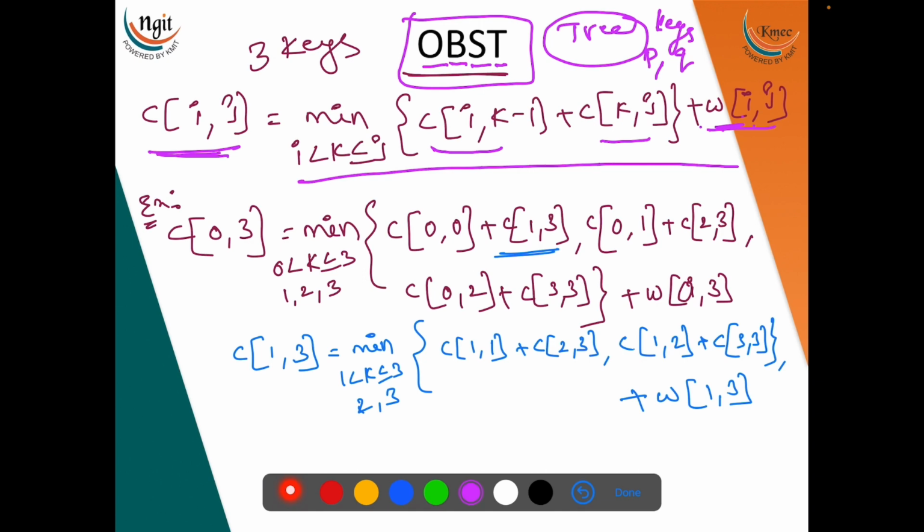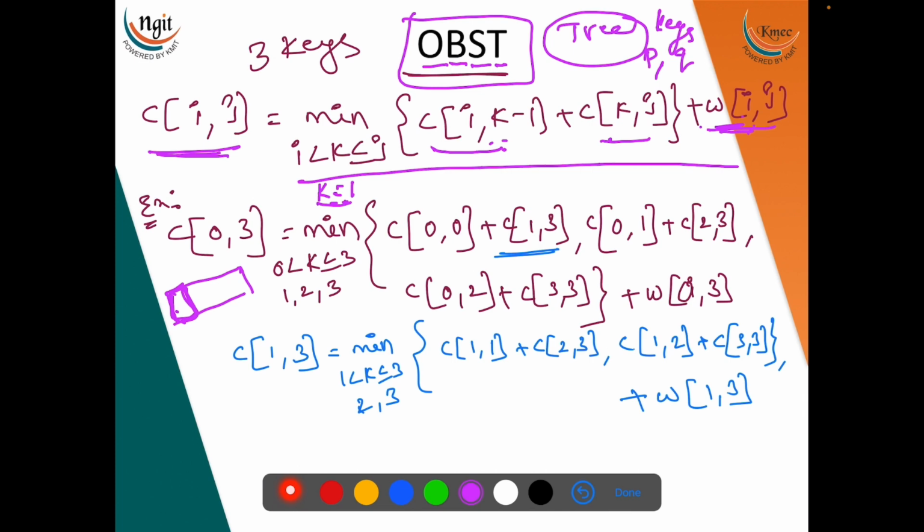Let's suppose that my k value is 1. Among my 4 keys, I have chosen the first key to be at the root position, that is k is equal to 1. So my first element is in the root position. Then we will find out the cost between the before element and the present element. Whichever is minimum, that will be calculated with this w i comma j.